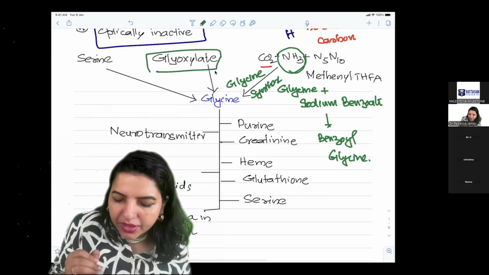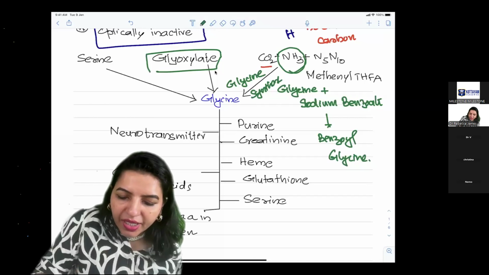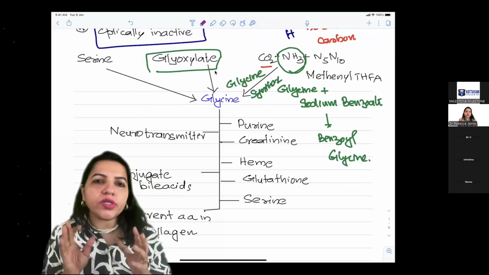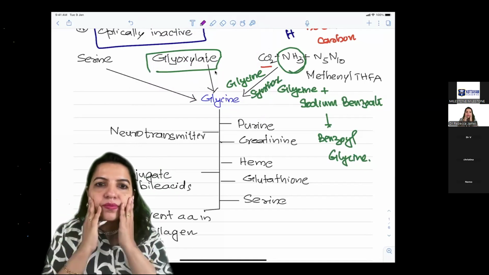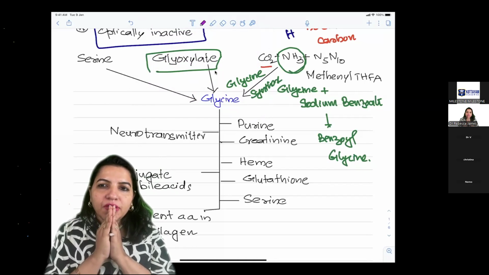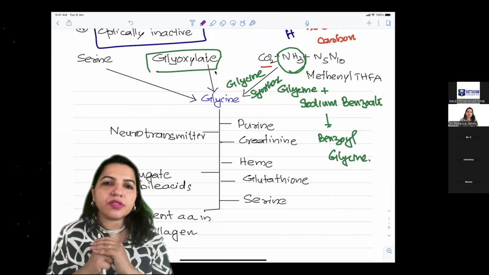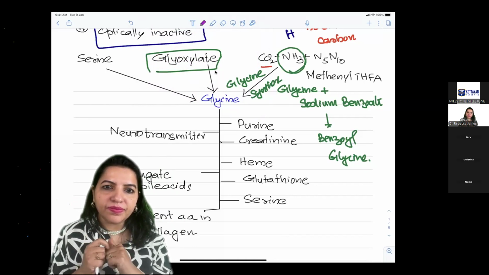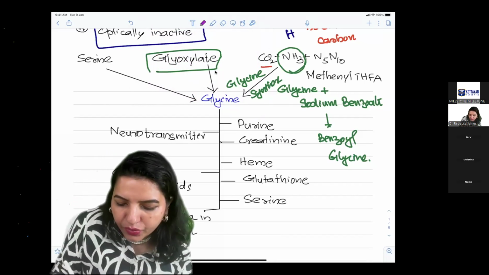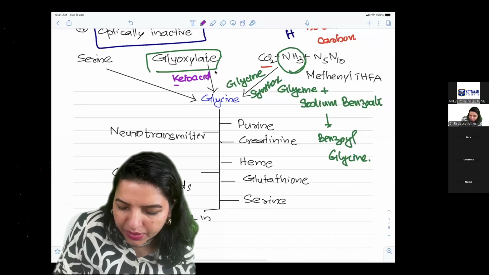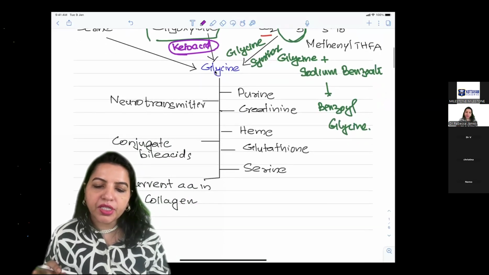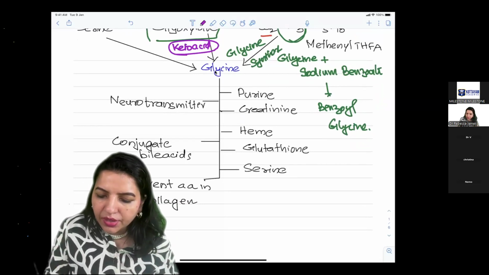Now learn about this one, that is glyoxylate. What is glyoxylate? Can anybody guess what glyoxylate is? One clue I'll give you: it is like the relationship between alanine and pyruvate, or aspartate and oxaloacetate. So what is glyoxylate to glycine? Yes, it is the keto acid. So from that keto acid also, glycine can be produced.